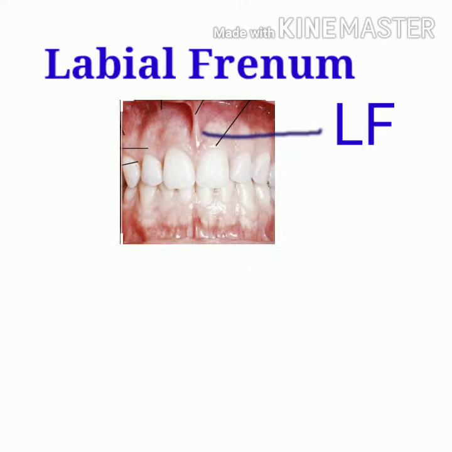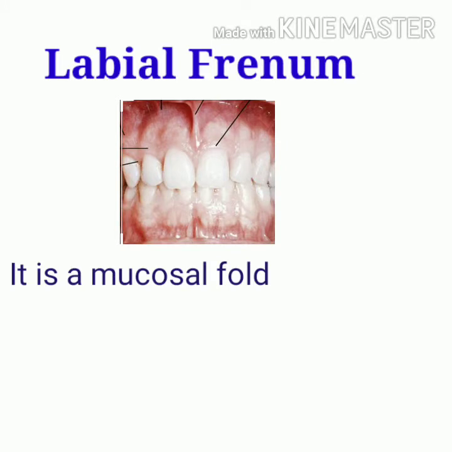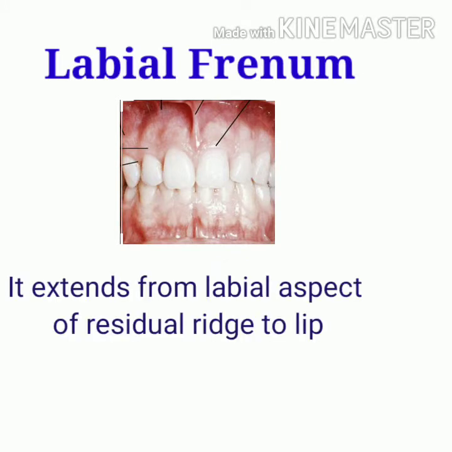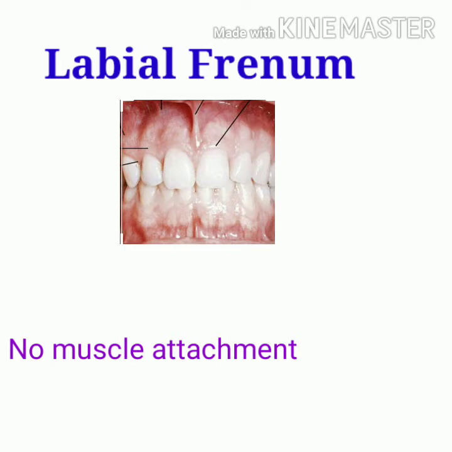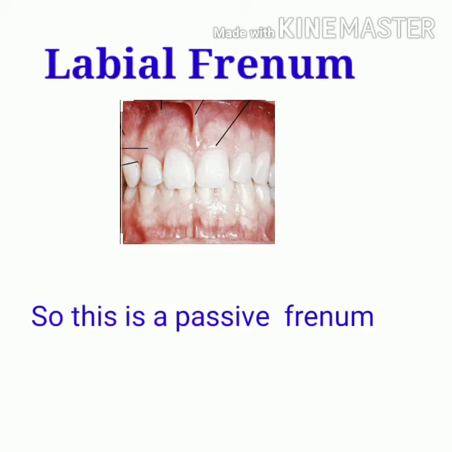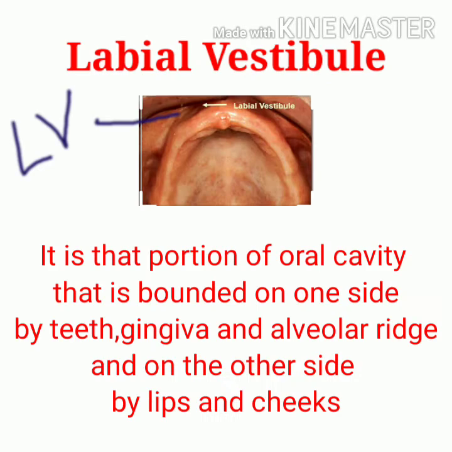So, the first is labial frenum. You can see in the diagram it is a mucosal fold which extends from labial aspect of the residual ridge to the lip. An important point is there is no muscle attachment on the labial frenum. That is why it is known as the passive frenum. इसीलिए इसे हम passive frenum भी बोलते हैं.